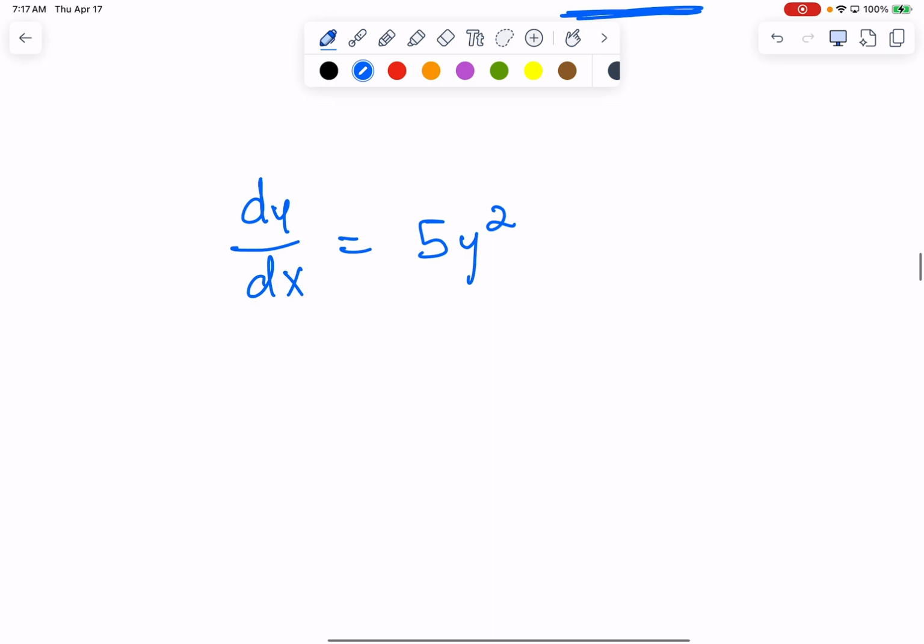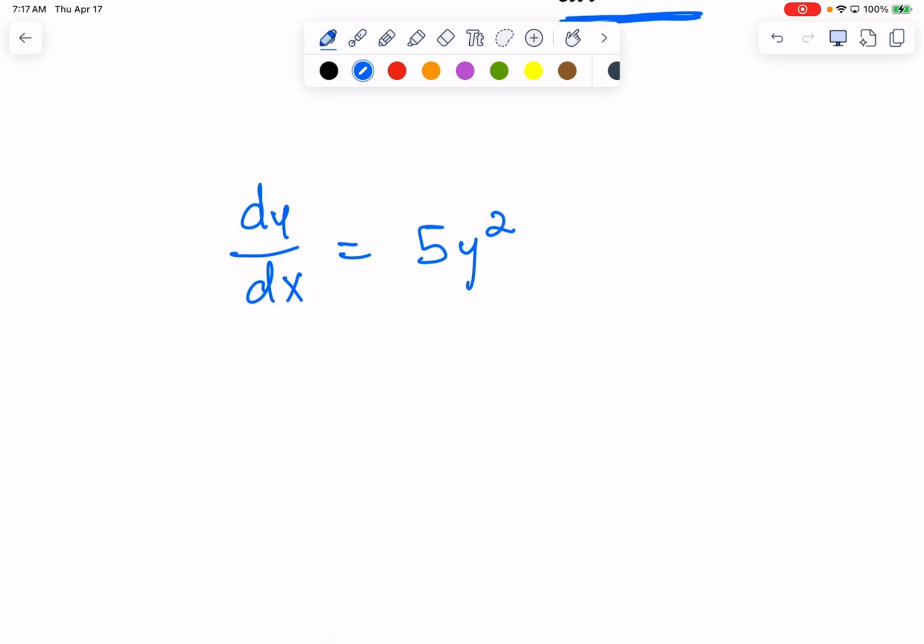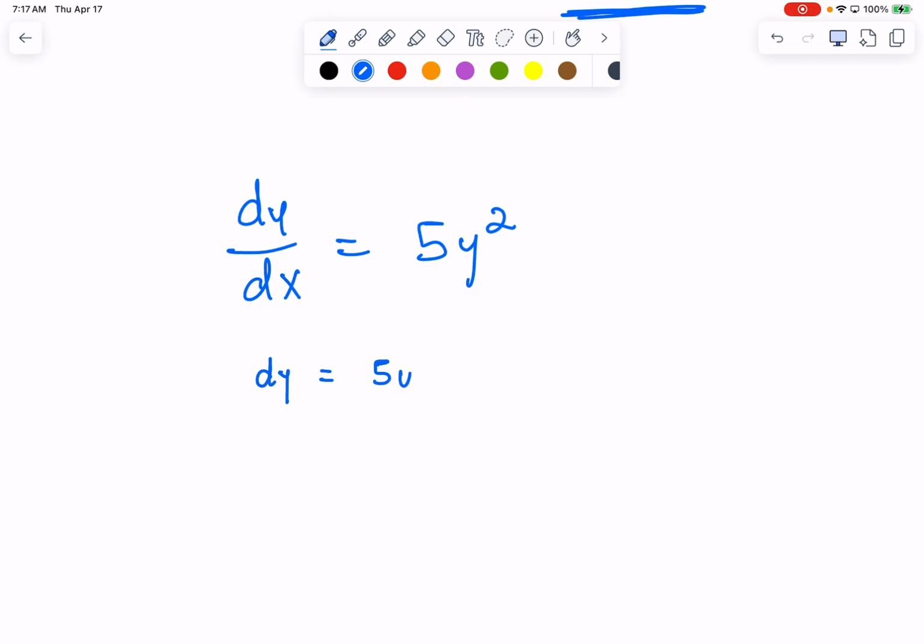They give you a point so you can find the plus c. So here's what we're going to do. We're going to separate the variables first, so watch carefully. I'm going to move the dx over, so I multiply both sides by dx. I get dy is equal to 5y squared dx.